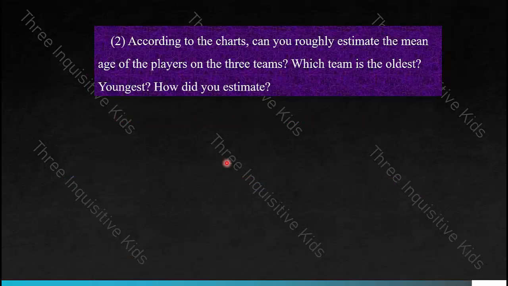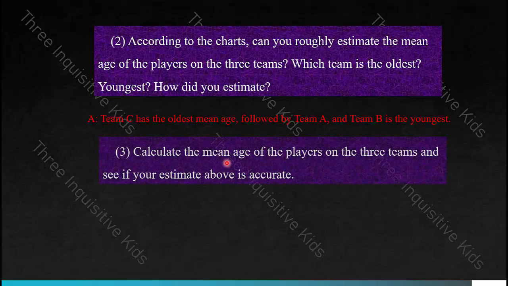According to the charts, can you roughly estimate the mean age of the players on the 3 teams? Which team is the oldest and which one is the youngest, and how did you estimate? Team C has the oldest mean age, followed by Team A, and then Team B is the youngest. Calculate the mean age of the players on the 3 teams, and then see if your estimate above is accurate.